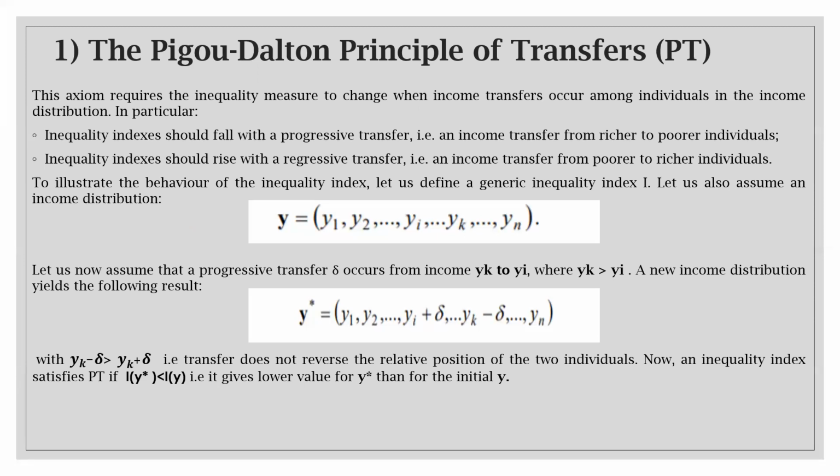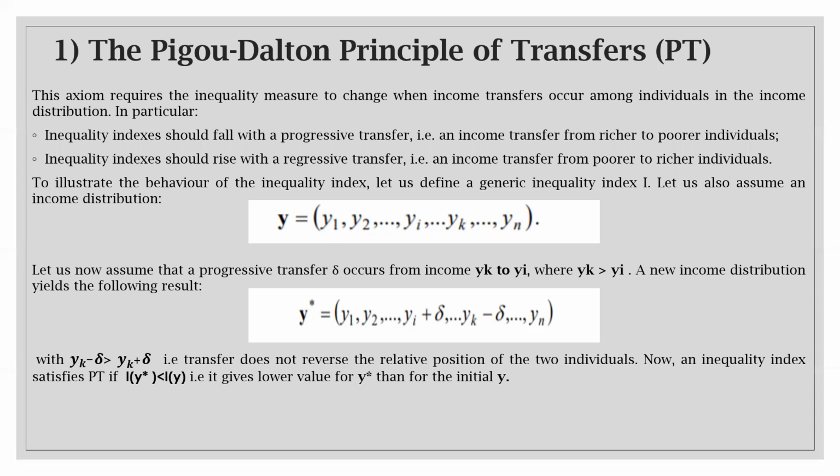So there will be a change in the relative position of that particular individual. The inequality index should fall with a progressive transfer, as income is transferred from richer to poorer individuals. The inequality falls because when we impose tax on the richer class, the revenue we receive from the tax is distributed to uplift the poor individuals. So the inequality reduces when we adopt this progressive transfer.